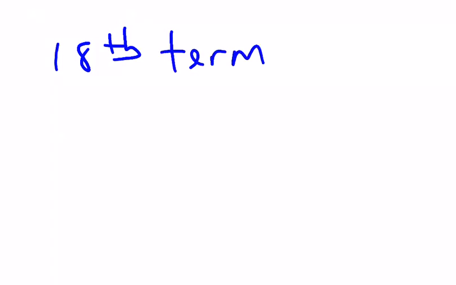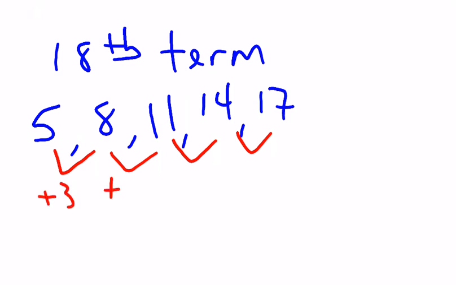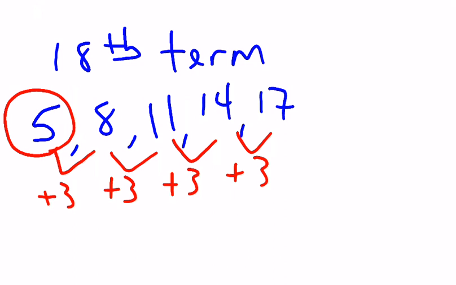Next example, find the 18th term in the sequence. So they give us the first few terms of the sequence. So what we have to notice is this is an arithmetic sequence, so the same amount is being added each time to get to each number. So 5 plus something equals 8, 8 plus something equals 11, and all those somethings are 3. So we're just adding 3 each time. And then we also have to focus in on that first term, which is 5.